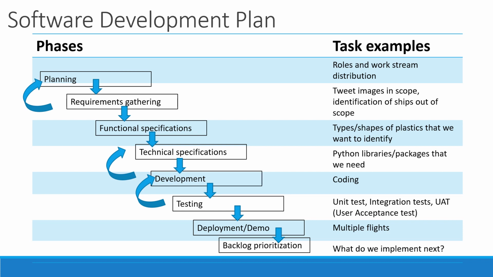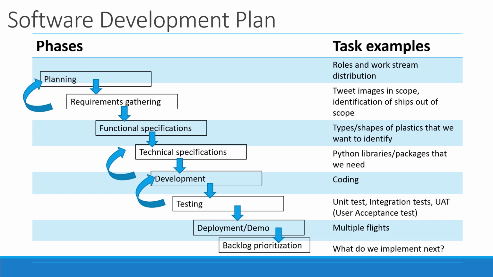Going down to development, we also have an arrow that goes from development to technical specifications because development has to do with coding and Python coding. So if the coding is off, we can go back to the Python libraries and reassess and use another Python library package that we would need for the coding.